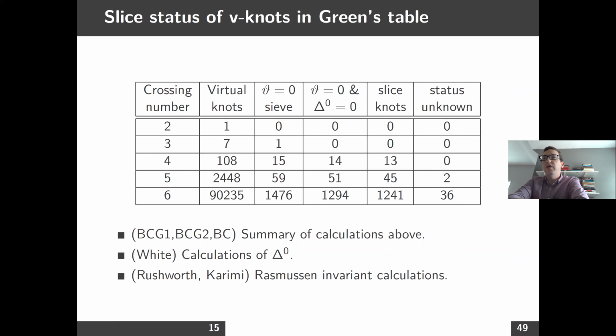Then if you also apply the generalized Alexander polynomial, that reduces it a bit further. For 6 crossings, we get 1,294 knots with both of those being equal to 0. And you can show that many of those are actually slice. So there are at least 1,241 which are slice among the 6-crossing knots.